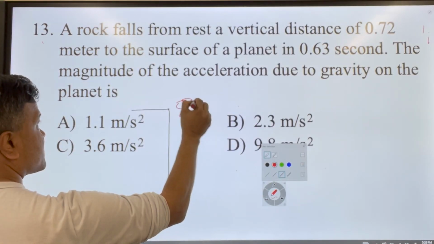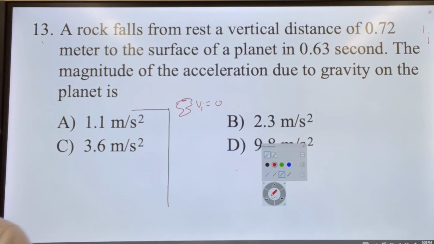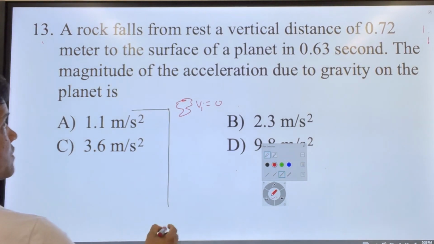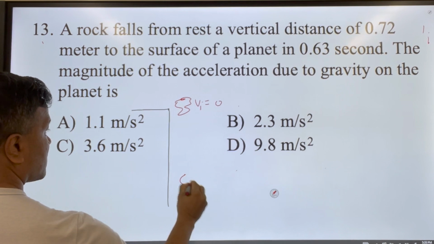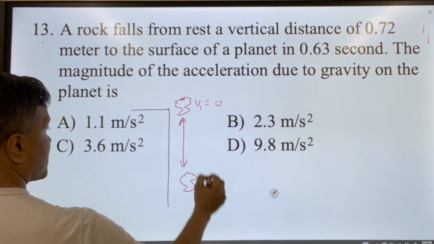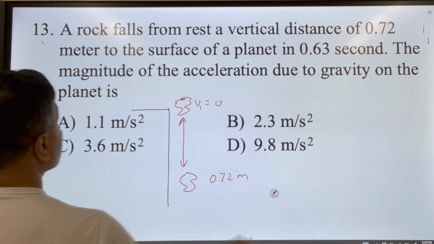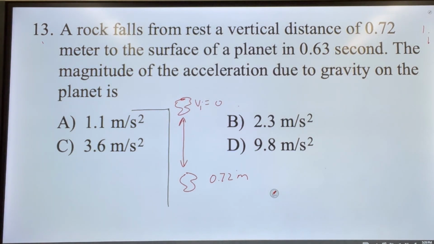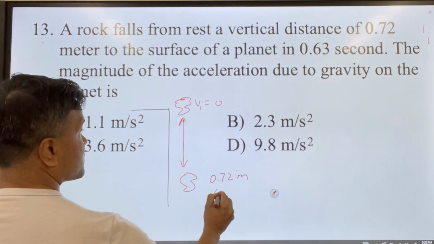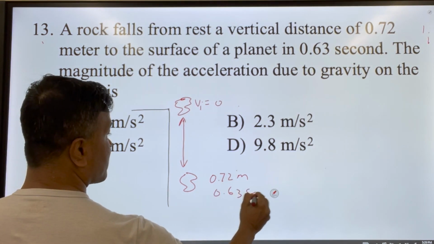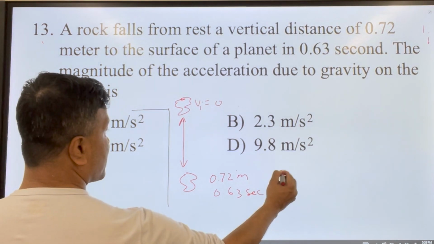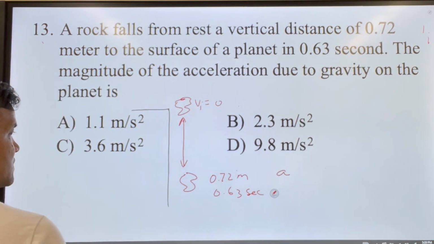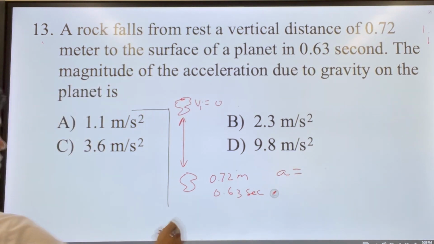Rock falls from rest, so the initial velocity Vy is 0, through a vertical distance of 0.72 meter, so the rock is now here, and the distance from here to here is 0.72 meter, to the surface of a planet. The time is 0.63 second, right? Okay, what do we want to find? The magnitude of the acceleration. We know that acceleration is constant, but we don't know how much, but we can figure it out.